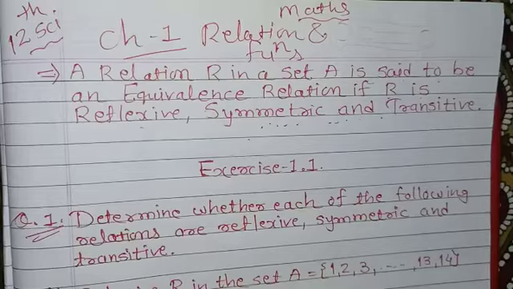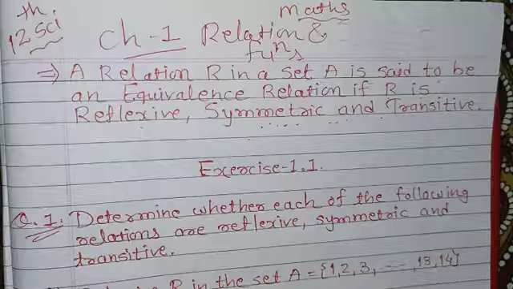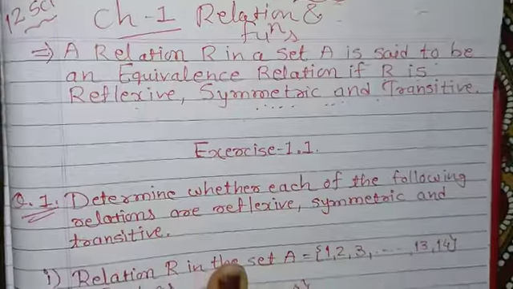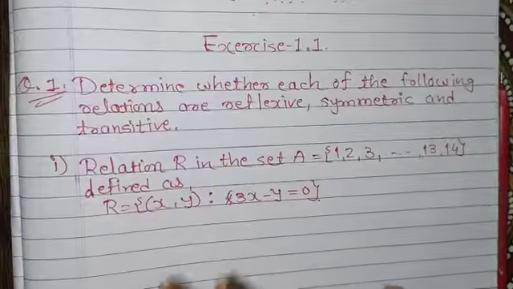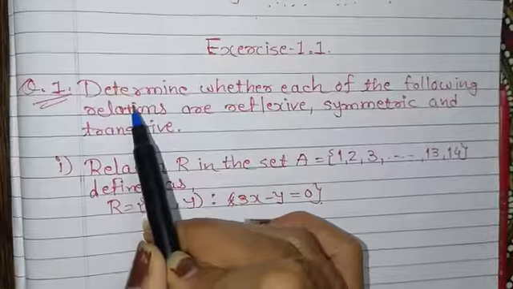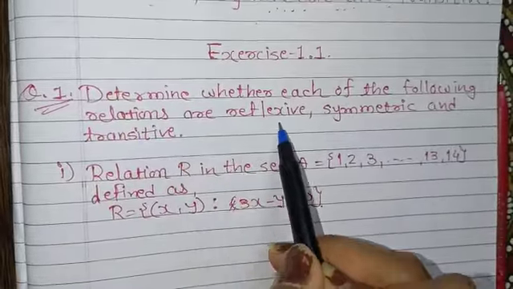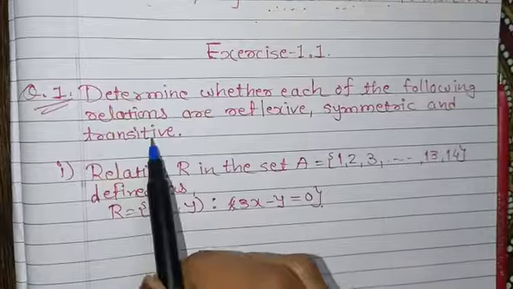Hello students, today we will discuss 12th science chapter number 1, Relations and Functions. In the previous video we already discussed the concepts of chapter number 1, and today we will discuss exercise 1.1. Question number 1: determine whether each of the following relations is reflexive, symmetric and transitive.